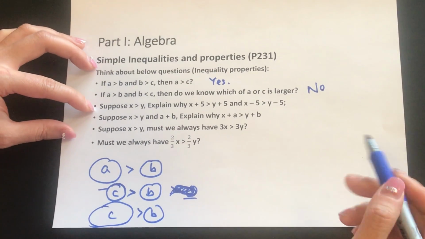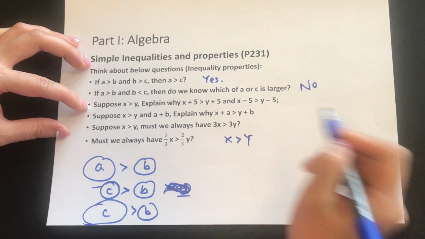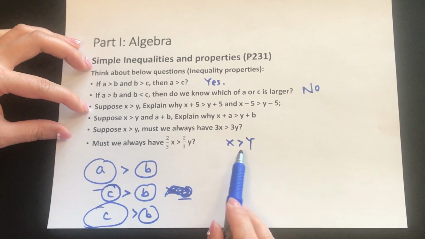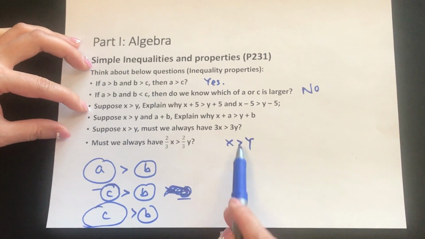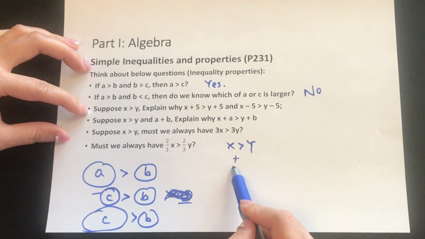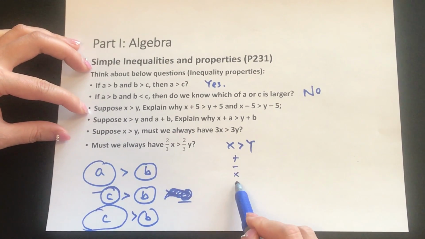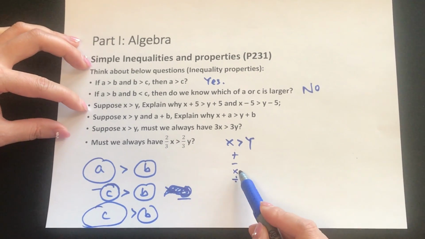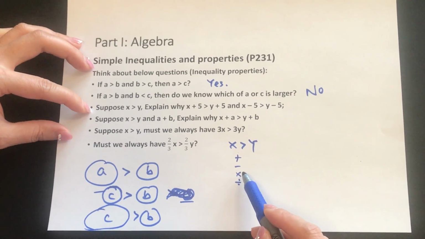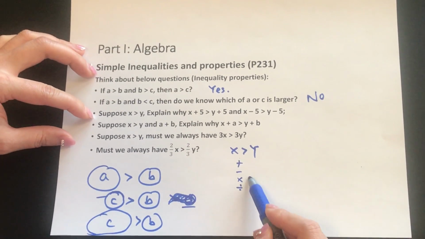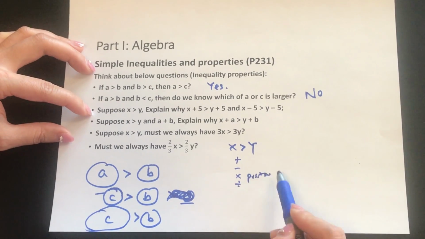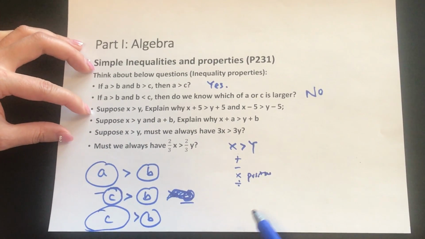Suppose x greater than y, explain why x plus 5 greater than y plus 5. So we talked about this before. So x greater than y, for inequalities, we can add, we can subtract, we can multiply, or we can divide. Multiply and division, we'll talk about this later. Multiply and divide positive numbers.